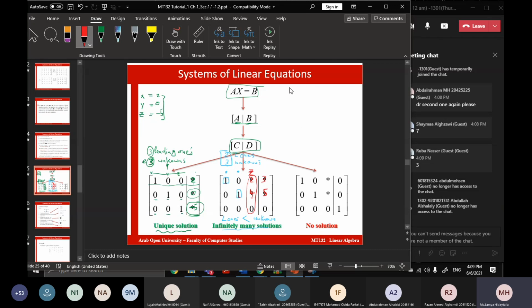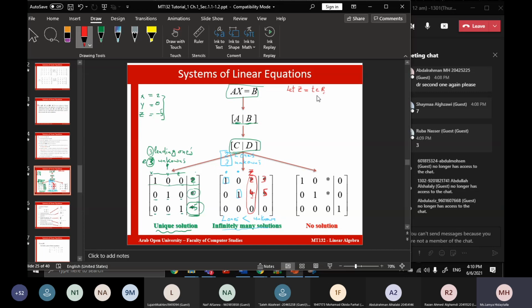So what we will say? First, let Z be equal to any constant, any real number. In particular, we can call it T, where T is a real number. You can call it T, N, or S, no matter. But it is any real number like half, like -1/6, like 7, like 118, like square root of 2, any real number. Then we can get our solution depending on that value T. That's how we can get it.